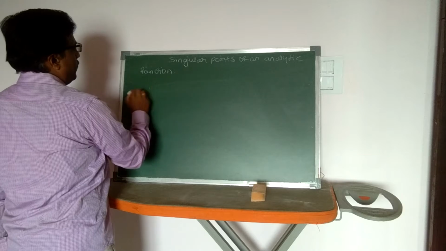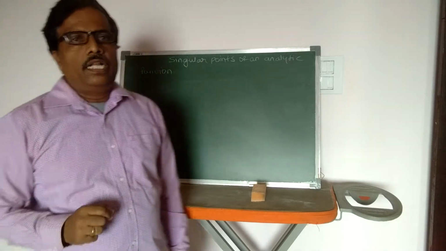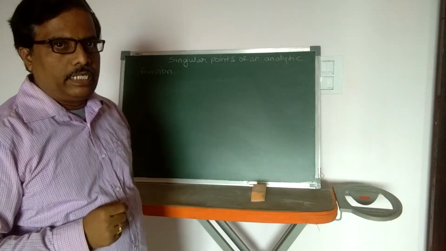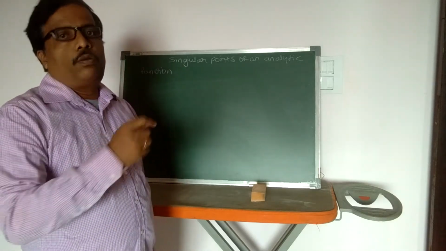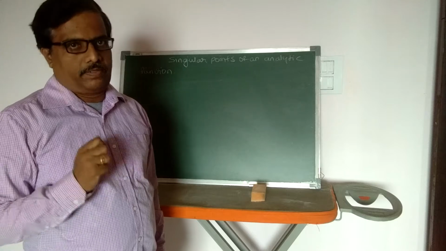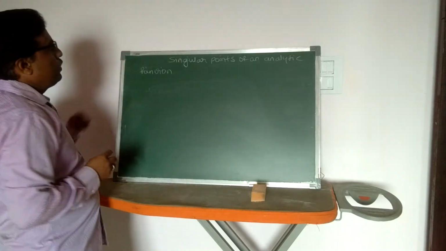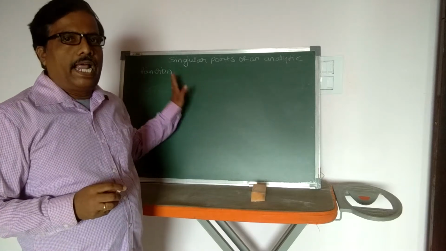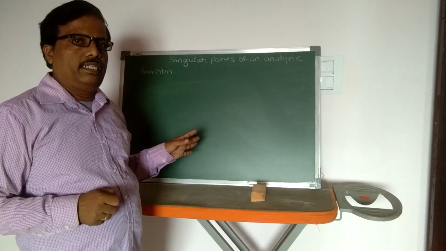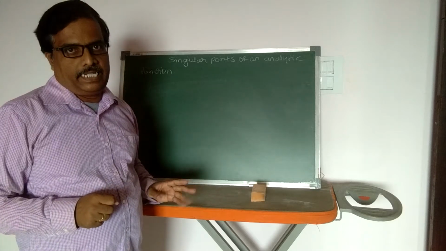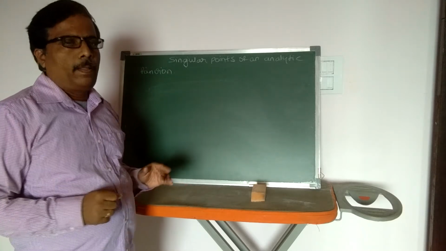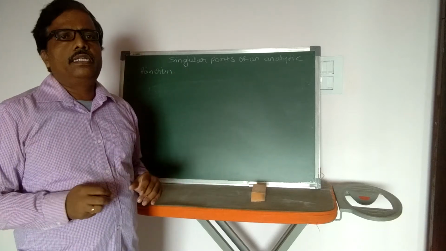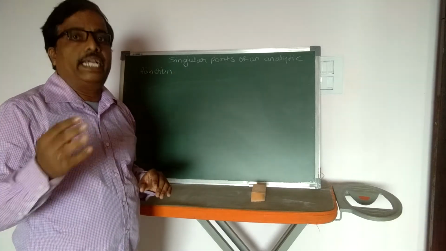Now here, as you know, a function f of z is said to be analytic if its derivative exists at all points in a region R. So singular point means what? It is a point at which the function f of z ceases to be analytic. Ceases to be analytic means what? It is a point at which the function is not analytic, or the derivative of the function does not exist.